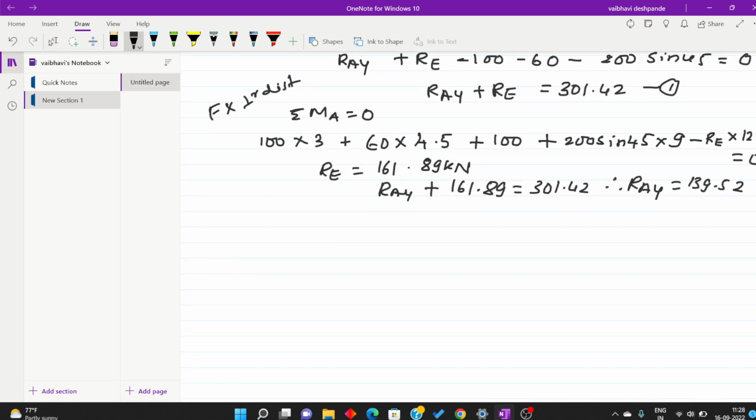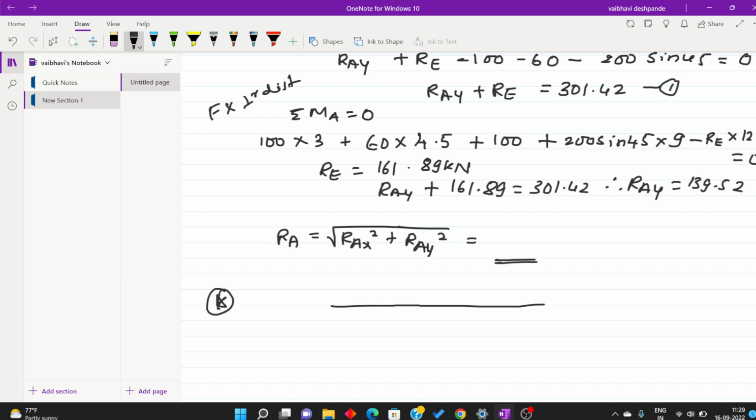Once you get RAX and RAY, one more step you have to do, that is RA equal to square root of RAX square plus RAY square. Mention your answer for RA in the comment section. RAX and RAY values we already have, so tell me how much you get for the RA value. Next, one more problem let me solve, that is finding the distance x. They can give an unknown distance value. So next problem, there is a beam given.